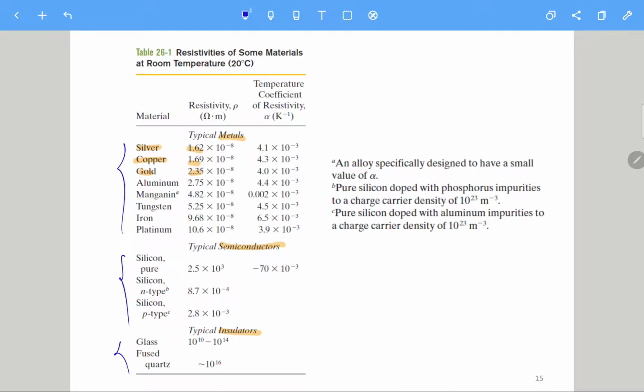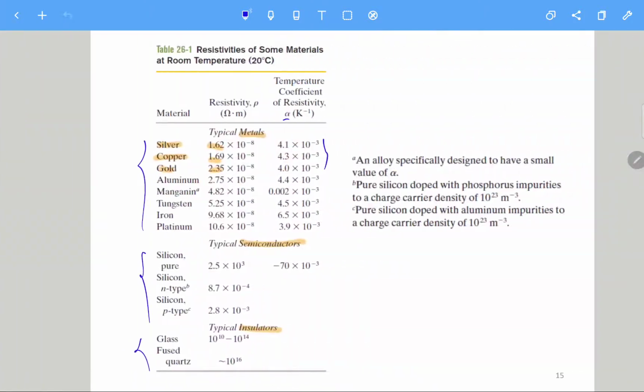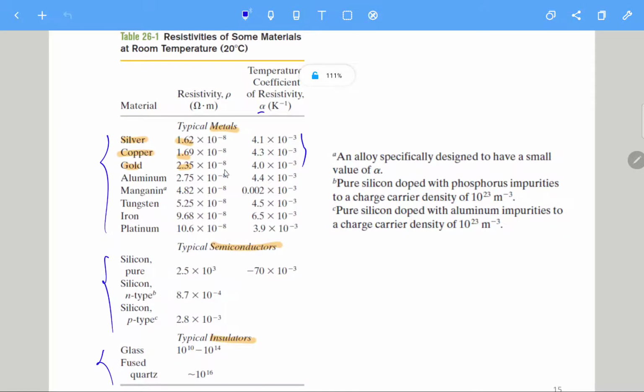And actually, they also have the same variation. This is the alpha. Actually, alpha is the portion that this rho will vary according to the temperature change. So they have a similar temperature coefficient. However, for this one, I do not know what this is, but actually the alpha is really small.